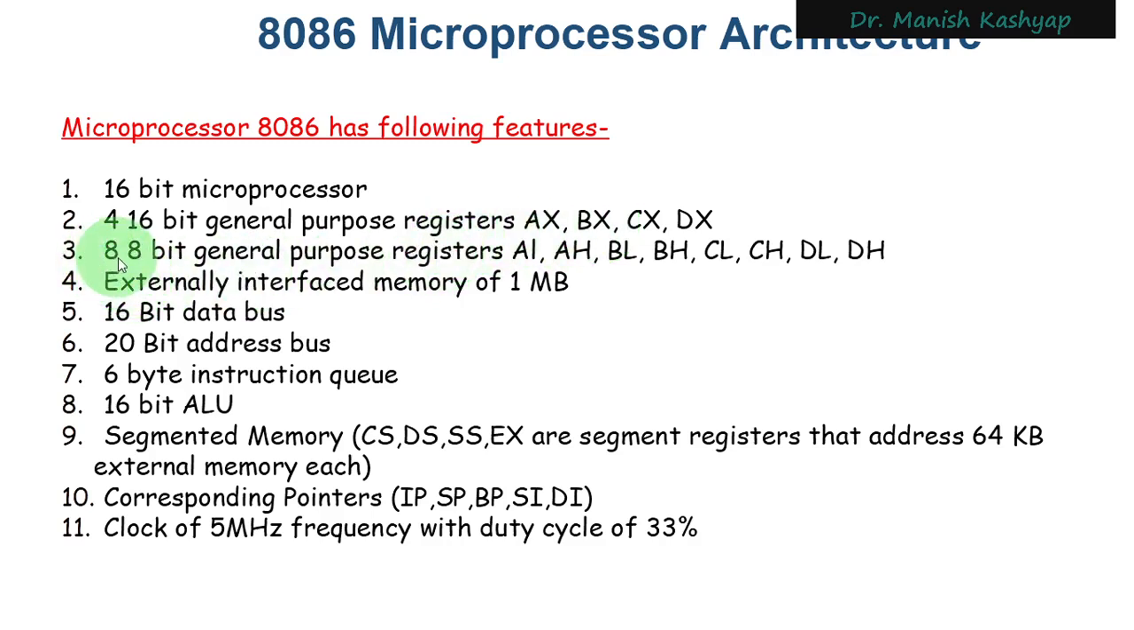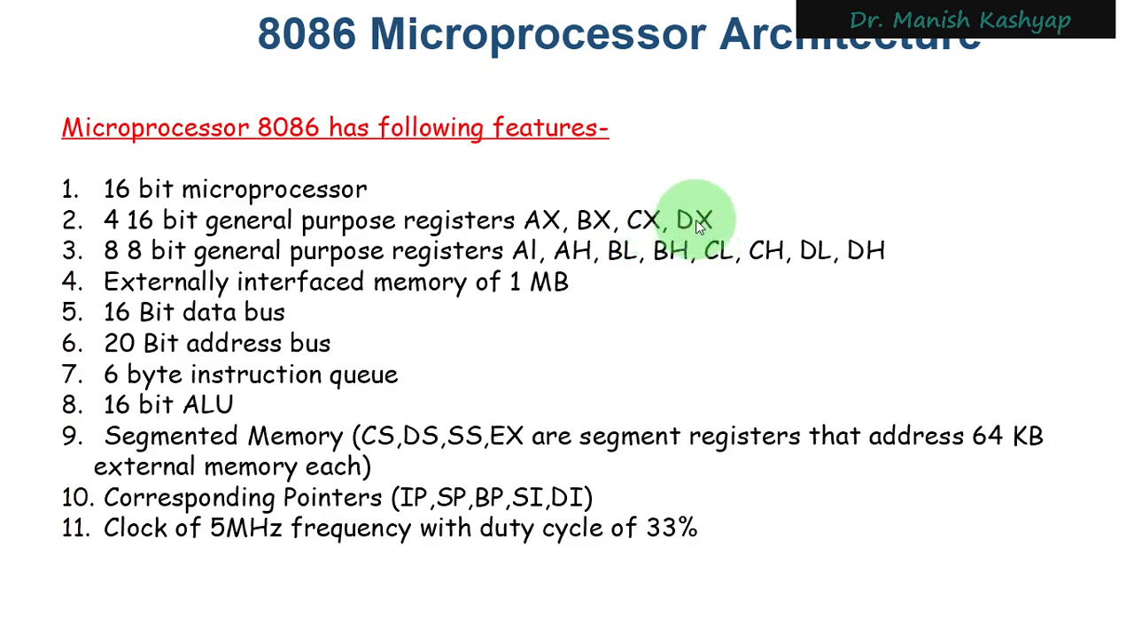Then we have got eight 8-bit general purpose registers. That is A lower, A higher, B lower, B higher, C lower, C higher, D lower, and D higher. So this is not I, this is actually L. I have written it in small. It should have been capital L. So A lower, A higher, and similarly there are variants for every register. And you can use any combination. It's not necessary that if you are using DX register, then you have to use CX also in 16-bit mode. No, it is not that.